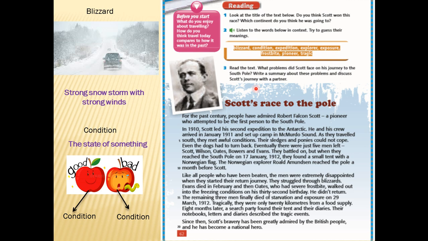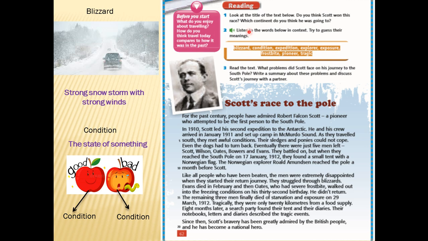Here we are going to start with the new article. It says Scots race to the pole. Here we have new vocabulary items before we start reading this article. We have blizzard, condition, expedition, explorer, exposure, frostbite, pioneer, and finally here we have tragic.